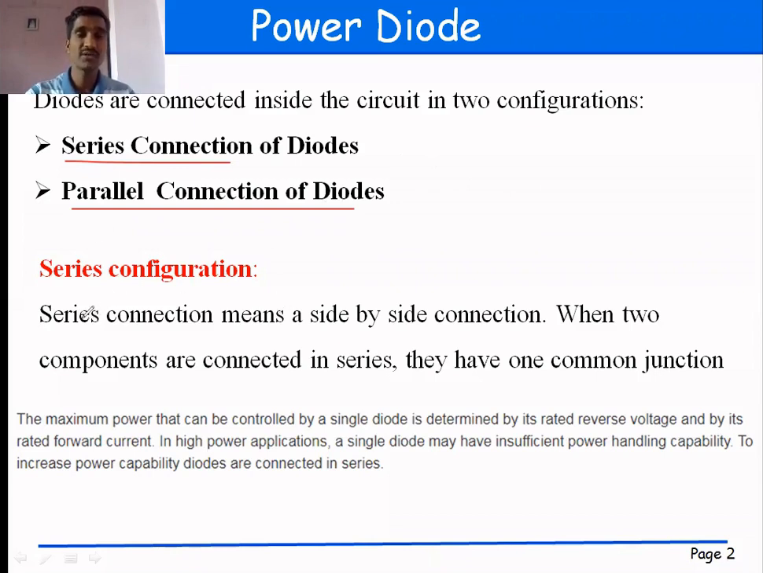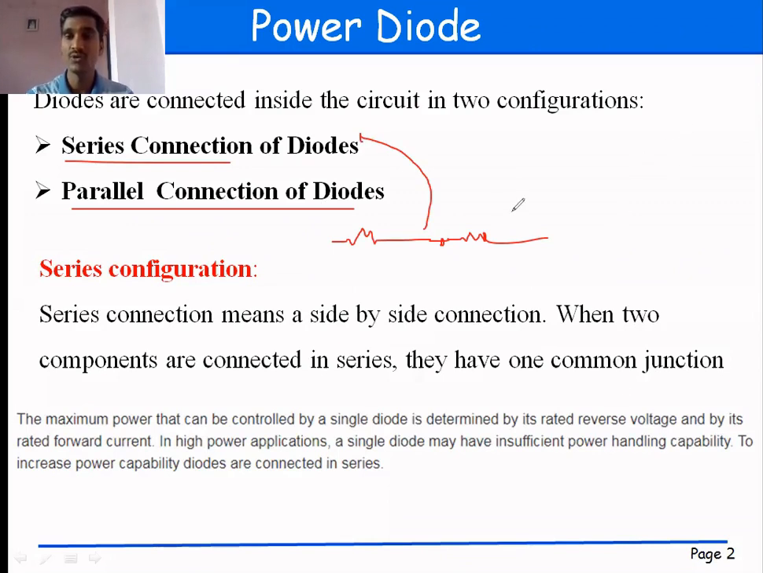So first, what do we mean by a series connection? A series connection means a side-by-side connection of two diodes or two components. Suppose you take this resistance and this second resistance, and you connect one side of a component to the other side, so this is a point. So we can say this is a series connection.